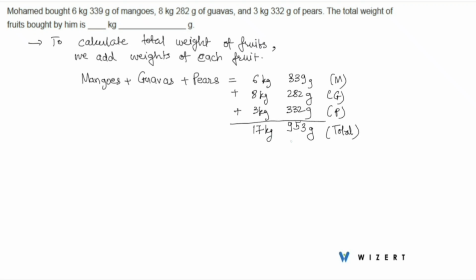And since the count of grams, that is the measure of grams, did not exceed 1000, we need not convert anything here. So total weight will be equal to 17 kg 953 grams. So this is the answer.